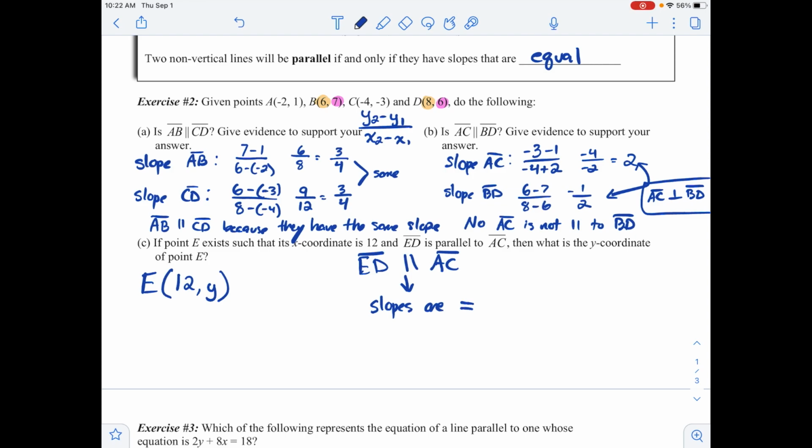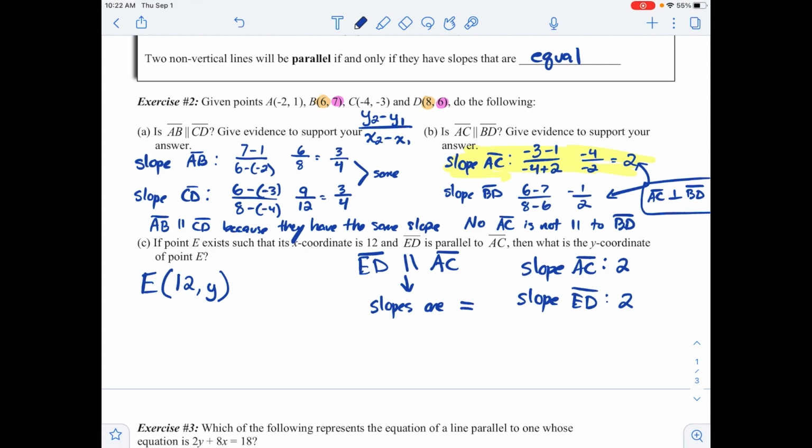Okay, let's look at what AC's slope is. The slope of AC, we found earlier above, the slope of AC is 2. We found that out right here. The slope of AC was 2. We'll just continue on with that. The slope of AC is 2. That must mean that the slope of ED has to also be 2 because they're telling us they are parallel.